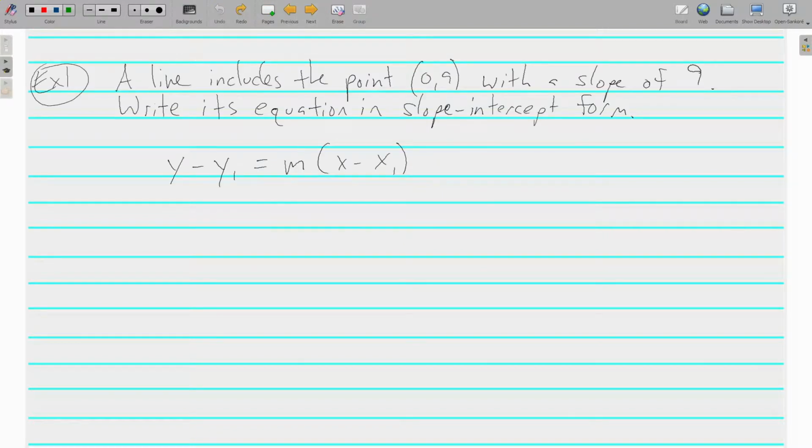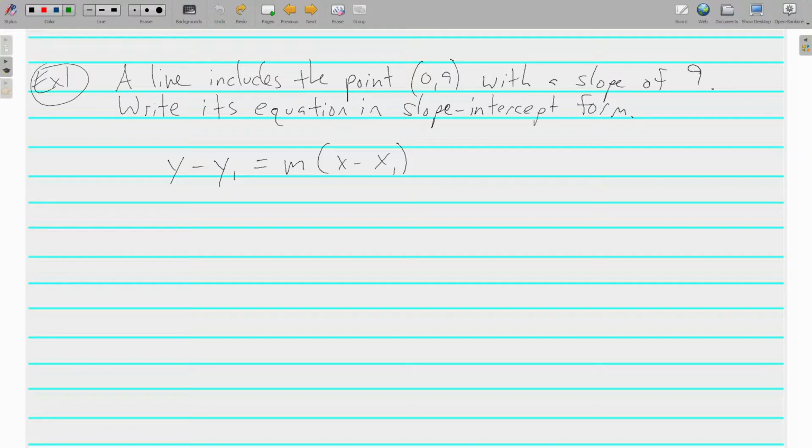There's a line and it includes the point (0, 9), and it has a slope of 9. Write its equation in slope-intercept form. Okay, in a previous video we knew what the y-intercept was, so it was really easy to write in slope-intercept form, but we don't know where the line crosses the y-axis. We just know that there's a point. Okay, bad example. We do know where this one crosses the y-axis because the x is 0. So forget I said that for a second, and I want to show you how to manipulate point-slope form so that we can get the equation in slope-intercept form.